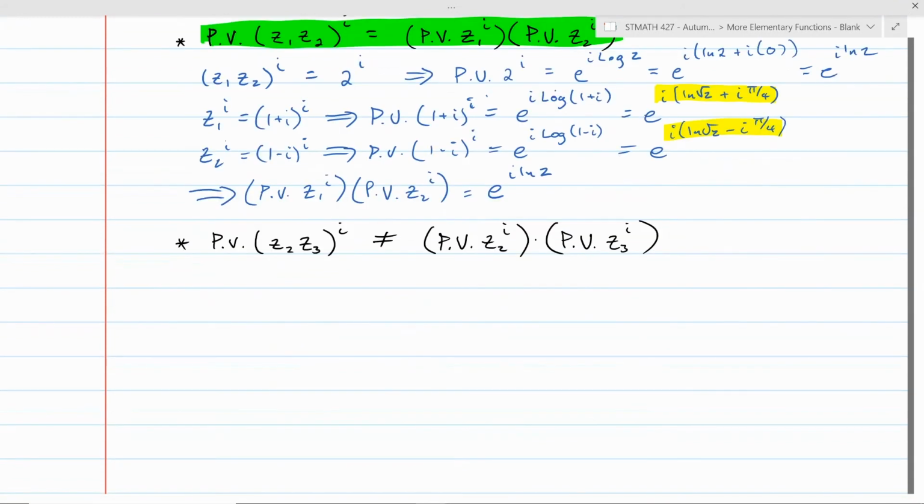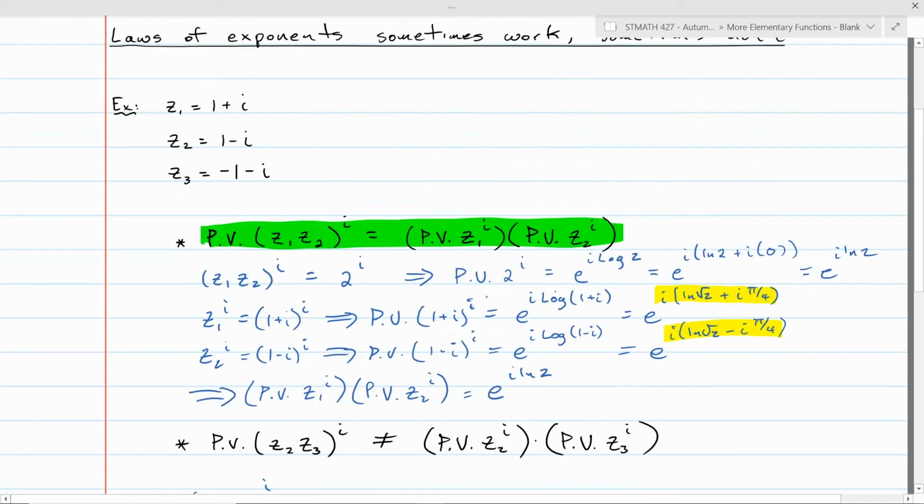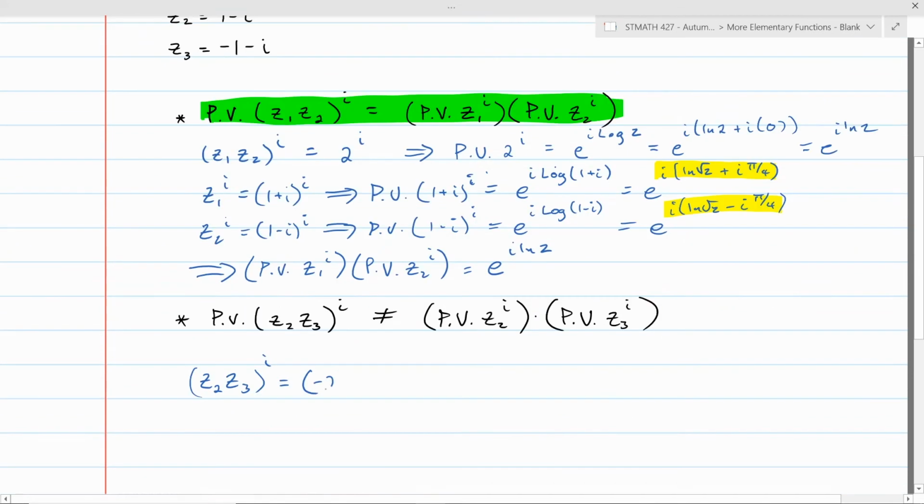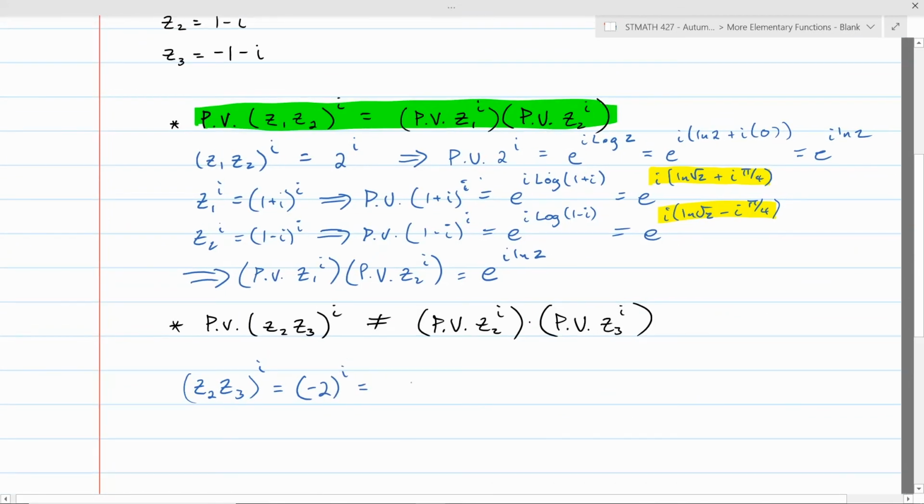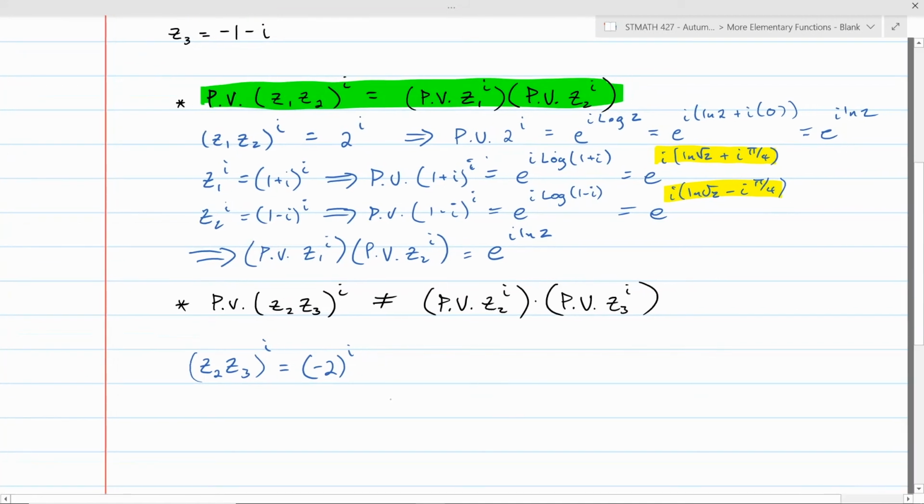On the other hand, it's not true that when you do z2 z3, and you raise that to the i and you take the principal value of it, that you get the product of the principal values of z2 to the i multiplied times z3 to the i. And you could verify it the same way. Just check both sides separately. So if you do z2 z3 and you raise that to the i, well, what is z2 times z3? You're going to get negative 2. So you do negative 2 to the i, and you want to take the principal value of it.